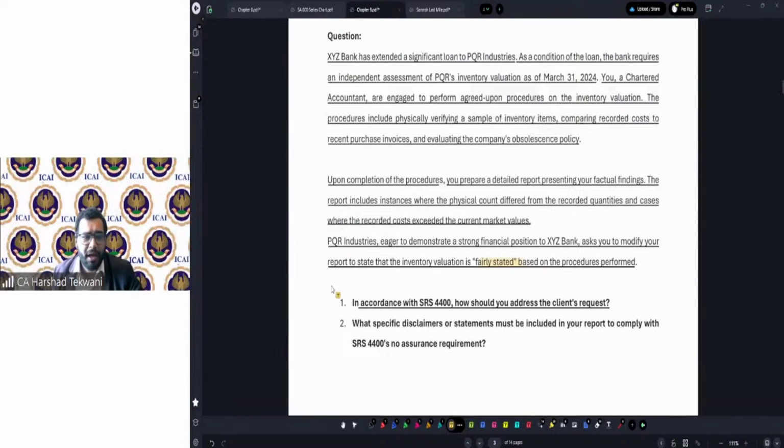Now you have identified some differences. There were instances where the physical count differed from the recorded quantities and where the recorded cost exceeded the fair market value. Let's assume this is not material. So the differences are not material as of now. Let's assume that. What do you say? Should we accept the client's request to add the words fairly stated? Should we add the words fairly stated in our report or not?